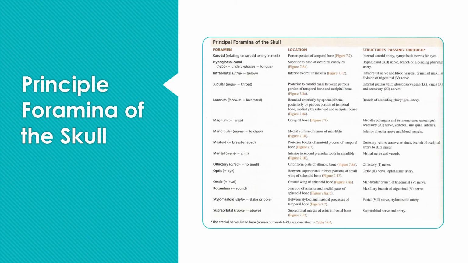Now we will mostly be covering this in the lab portion of this class, but here we have a table showing the principal foramina of the skull. So here we have the foramen, where they're located, and the structures that pass through them. So really nice, useful table here, showing the foramen magnum, the mandibular foramen, mastoid, a whole list there.